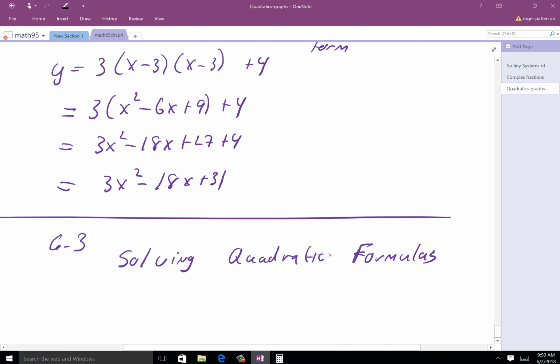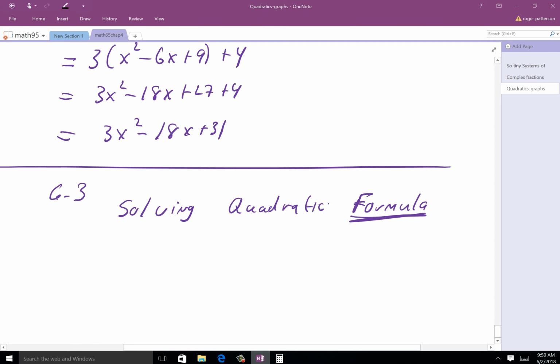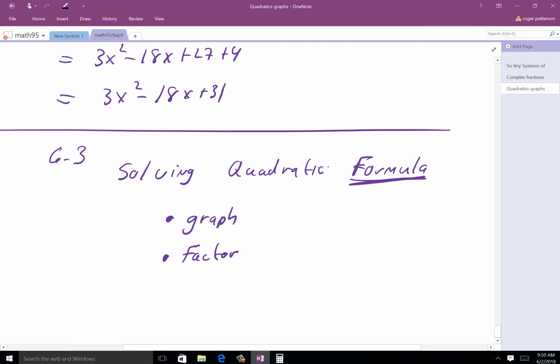Solving quadratics, okay, we're going to talk about using the quadratic formula. Basically, there's a couple ways to solve quadratics. Graph, using Desmos. Factor, which is what you've done before, and even in this course. Completing the square, which I'm not even going to mention because, like I've already told you, it's a waste of time. And the quadratic formula.